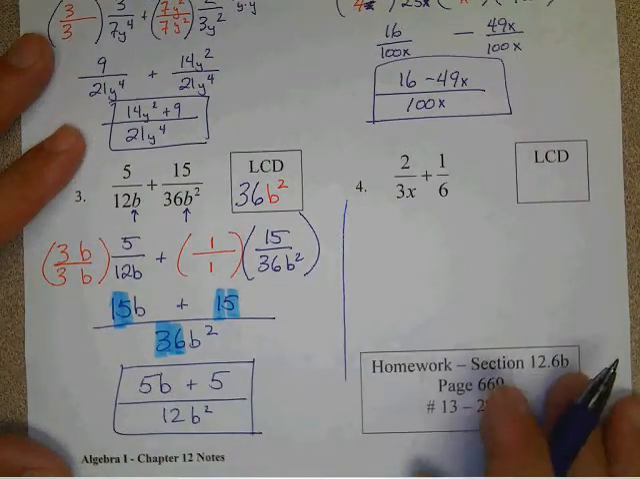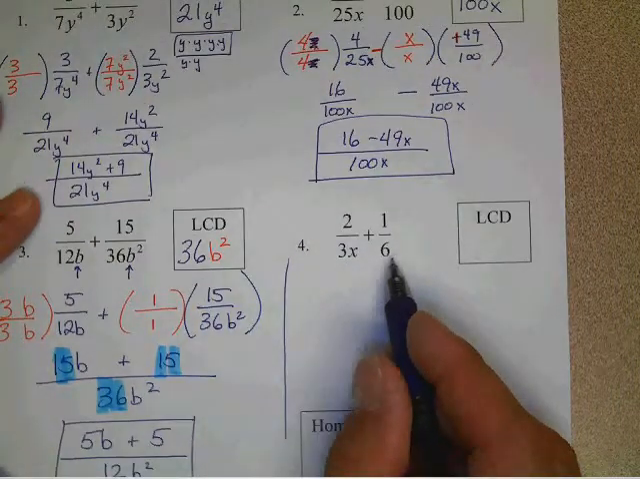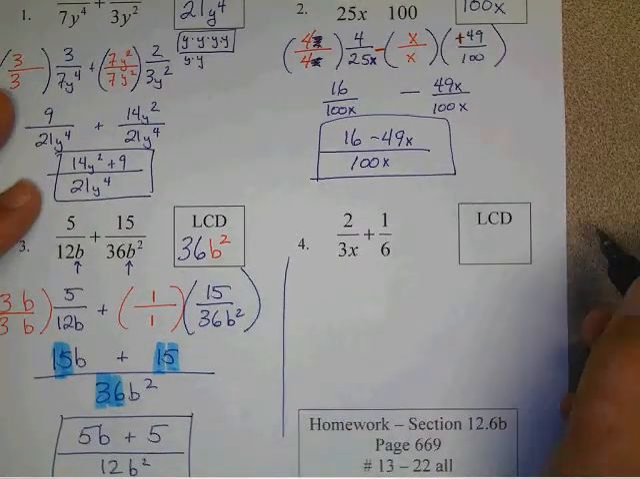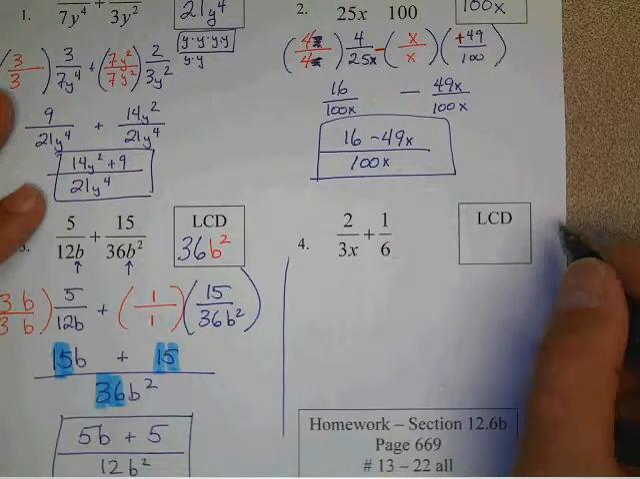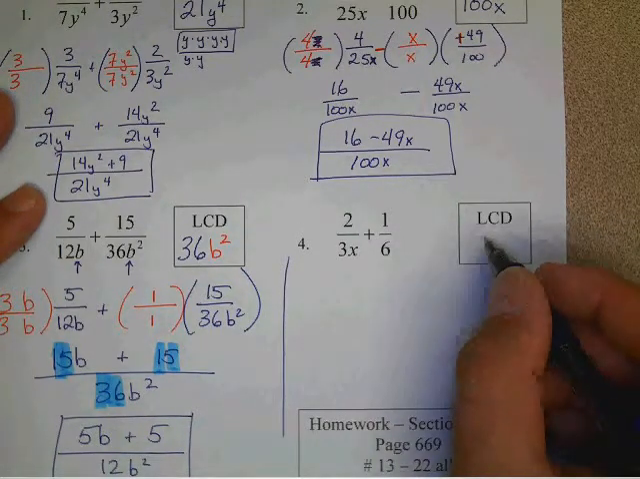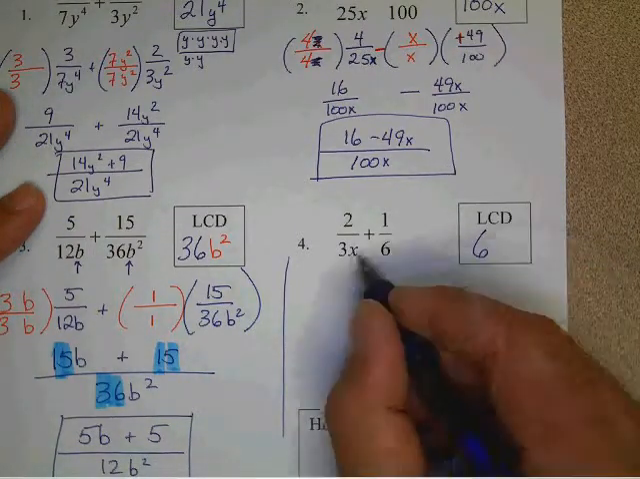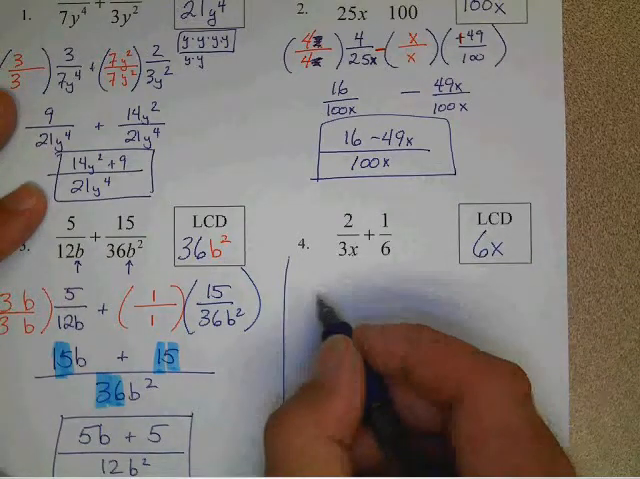So we look at our last one. Between 3x and 6, what would our common denominator be? I'll pause for a second and allow you to figure that out. Between 3 and 6, it's going to be a 6, and between x and nothing, it's going to be an x. So our LCD is 6x.